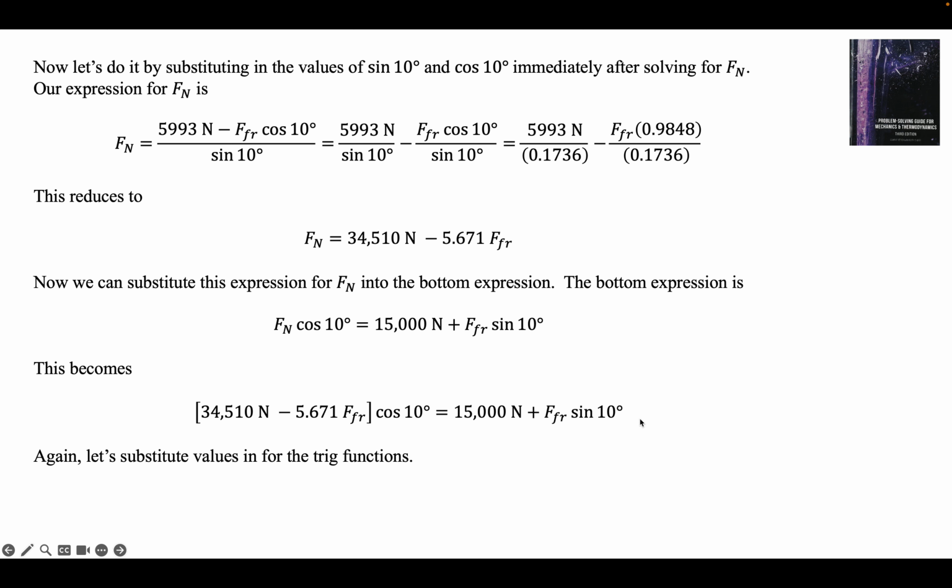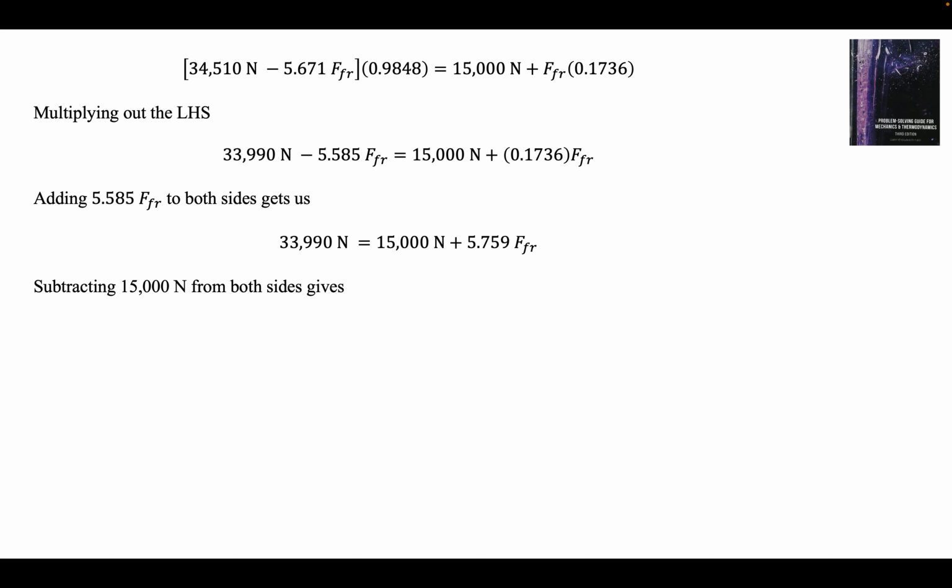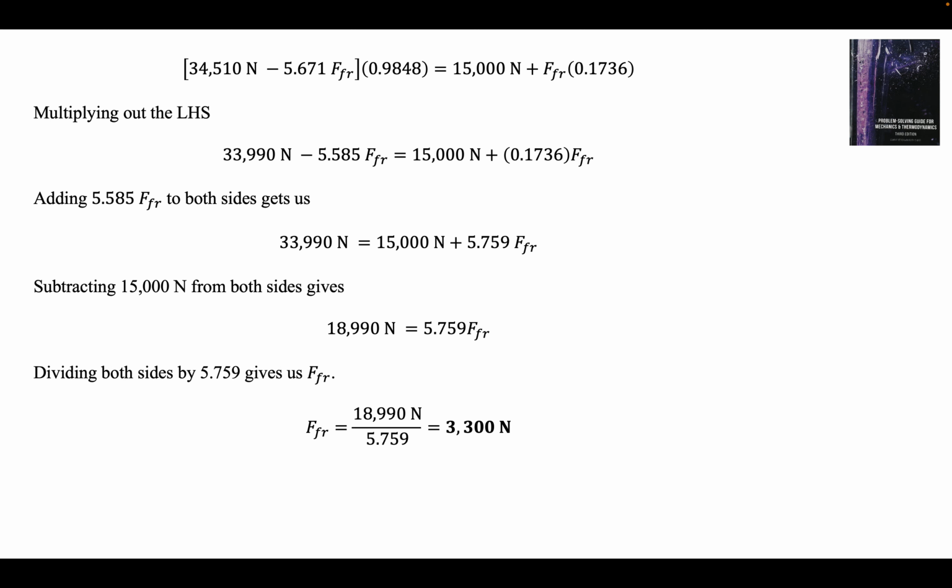And then we substitute in for sine and cosine. We're not going to carry those around. We multiply this through on the left-hand side. And we get this. And now we collect the Fr terms, adding 5.585 Fr to both sides. Then we subtract 15,000 newtons from both sides. And then we divide both sides by 5.759. And that gives us Fr. And this is exactly the same expression we got before. It is 3,300 newtons. And of course, Fn is the same.